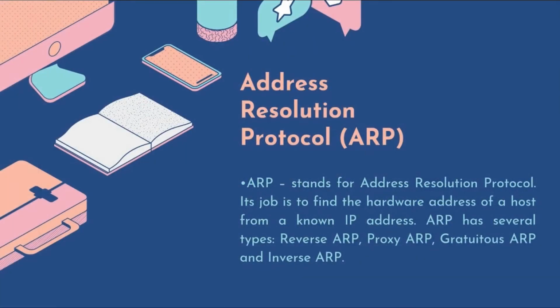Next, we have Address Resolution Protocol, ARP. ARP stands for Address Resolution Protocol. Its job is to find the hardware address of a host from a known IP address. ARP has several types: reverse ARP, proxy ARP, gratuitous ARP, and also inverse ARP.